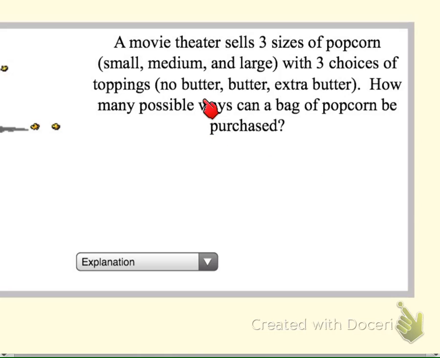Okay, so what you should have done here is taken the 3 sizes and multiplied by the 3 choices of toppings: no butter, butter, extra butter, and 3 times 3 is equal to 9. That means that there are 9 different ways that a bag of popcorn can be purchased.